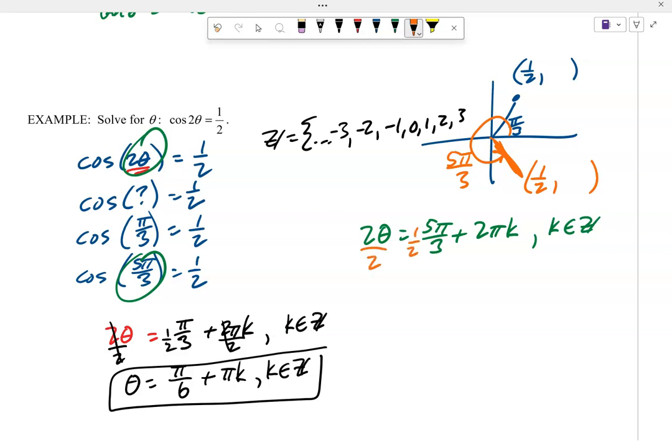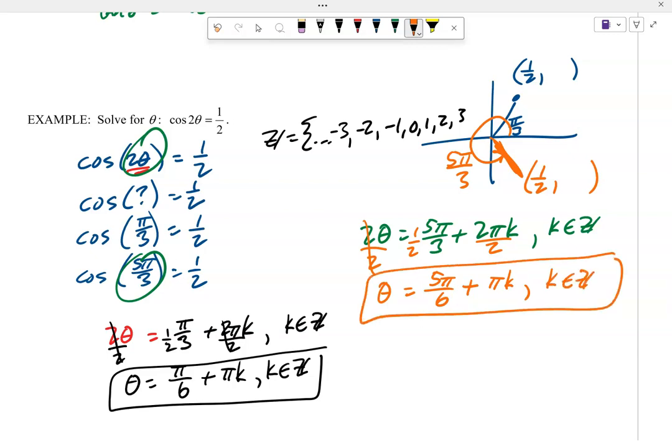Now we go ahead and divide everybody by 2. And so theta is 5 pi sixths plus pi k, again, where k is any integer. And these two, the black one and the orange one, take care of every solution for all k integers, k being an integer.